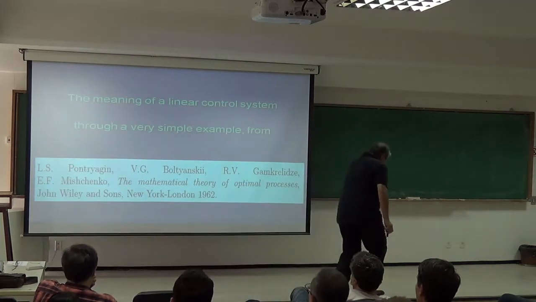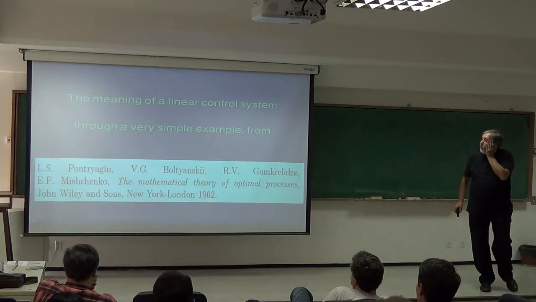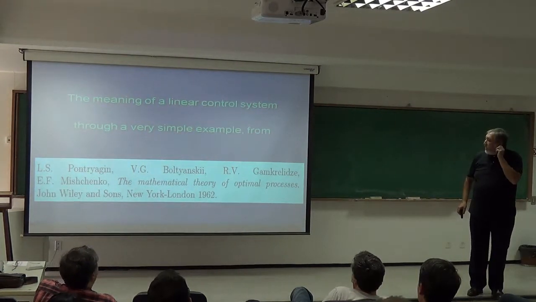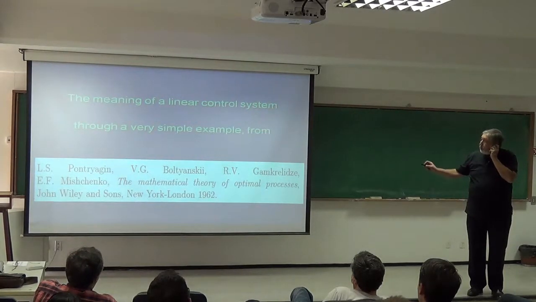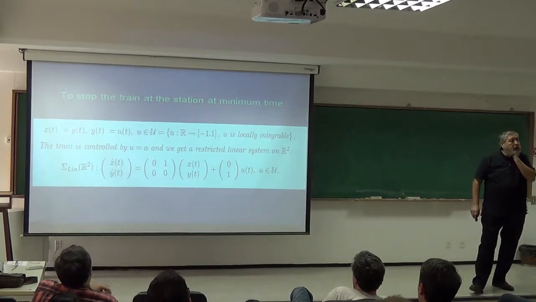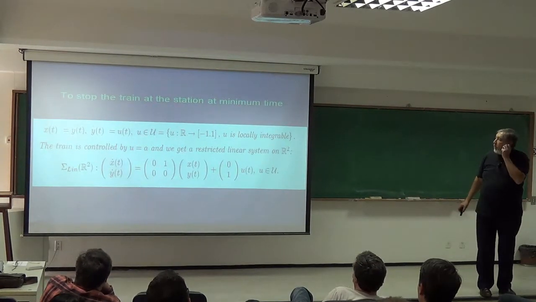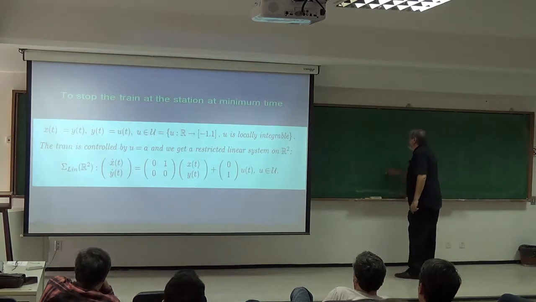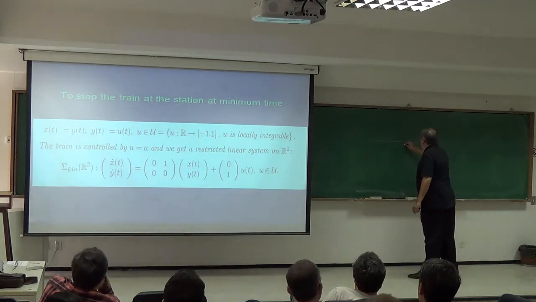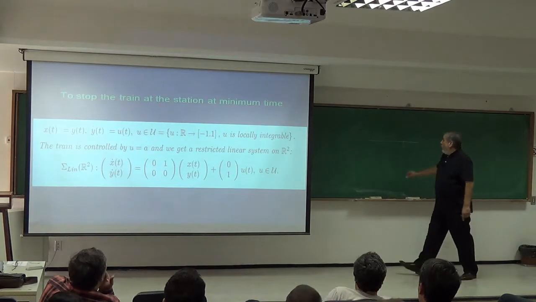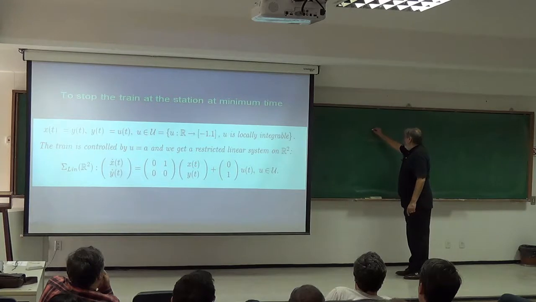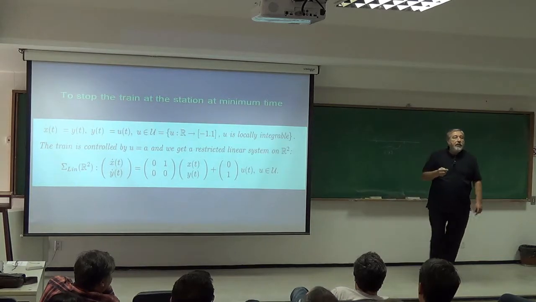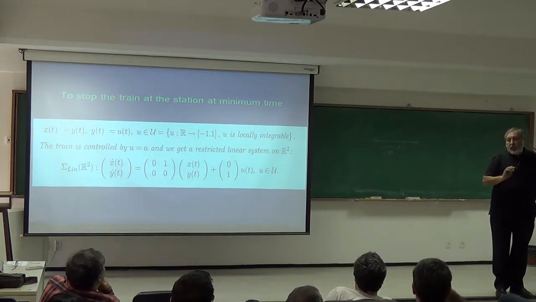So let me start with a very famous and very simple example coming from this very nice book from Pontryagin, 1962. The problem is to stop a train at the station in minimum time. Here you have the railway, here you have the station, and x of t will be the distance between the train and the station at time t.